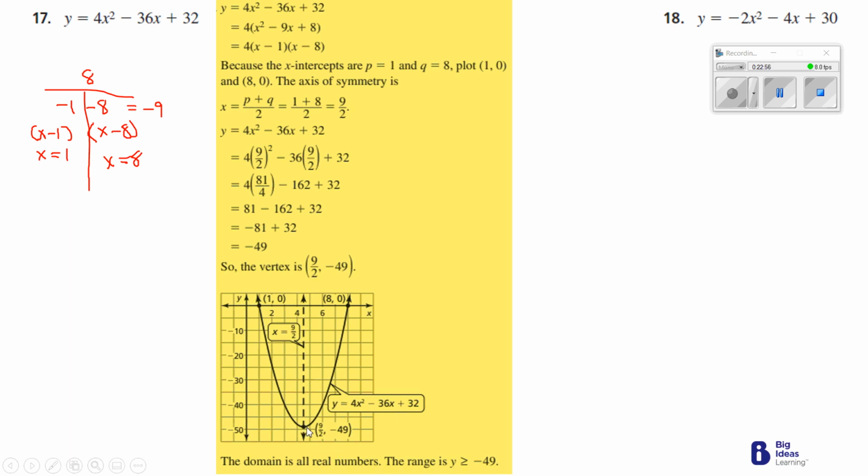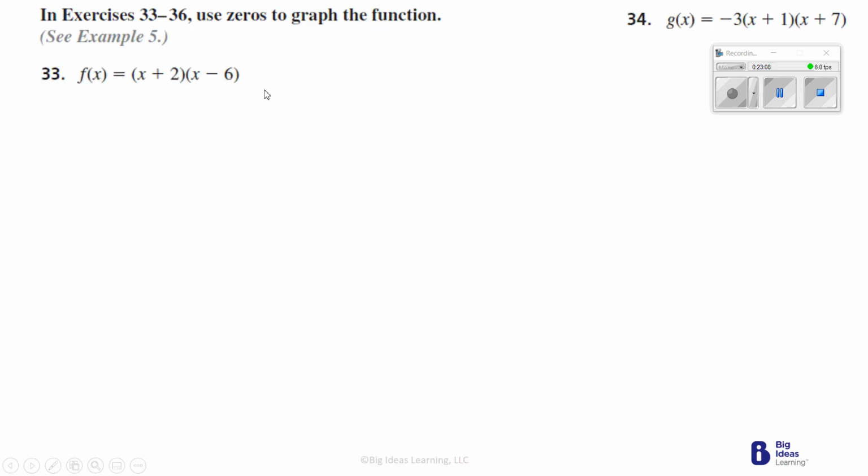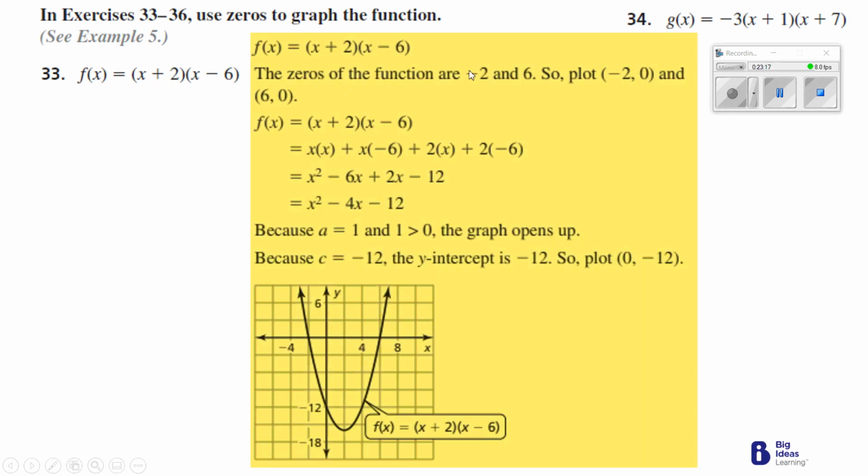We plug that in. We see that the domain is all real numbers, and y has to be greater than or equal to negative 49. Let's move on. We got number 33. Use zeros to graph. We know the zeros are going to be x is negative 2 and x is 6. When we do this, we can go ahead and plot these in.